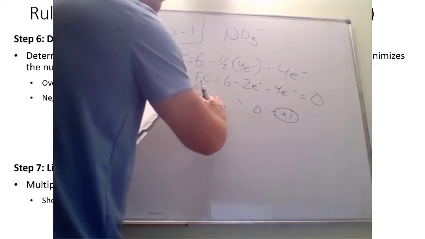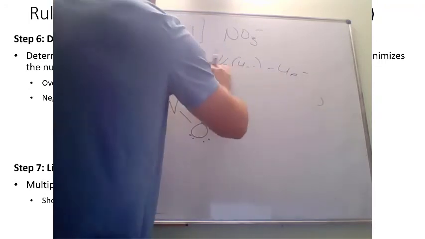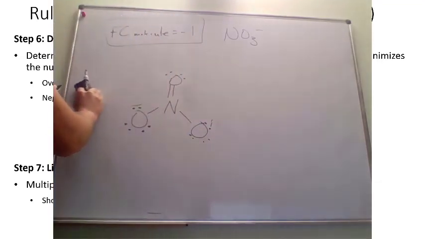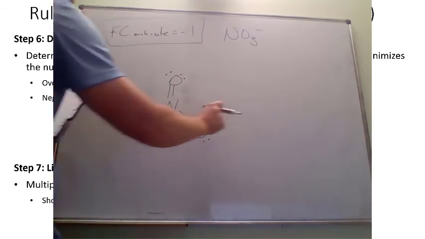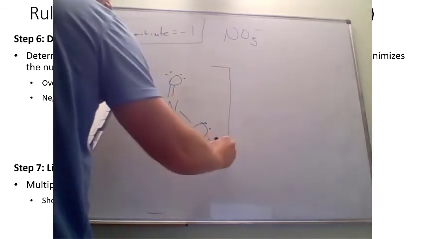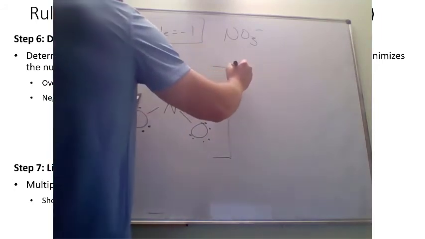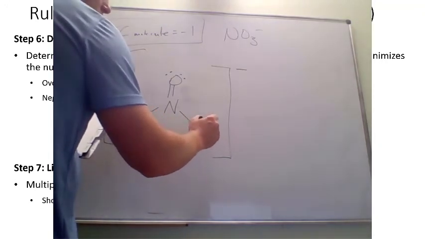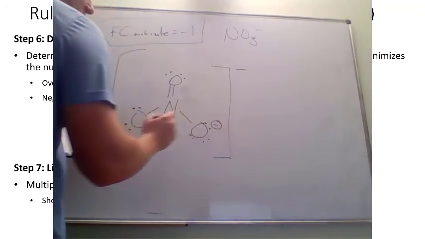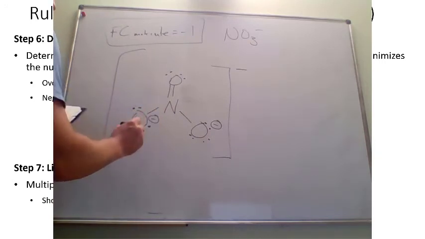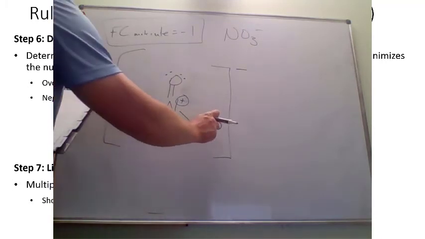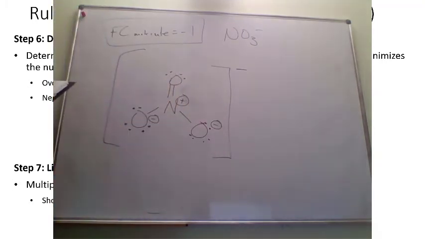So the final thing that we would like to do here, before we get to our resonant structures, the step 7, is we want to indicate that there's an overall charge on the molecule. So the way we do that is we put brackets around the entire molecule and we say there's an overall negative charge. Okay, and then we can also put our formal charges here, that there's a negative charge on this atom, negative charge on that, and a positive charge on that. So that indicates our formal charges -1, -1, and +1, with an overall charge of minus.